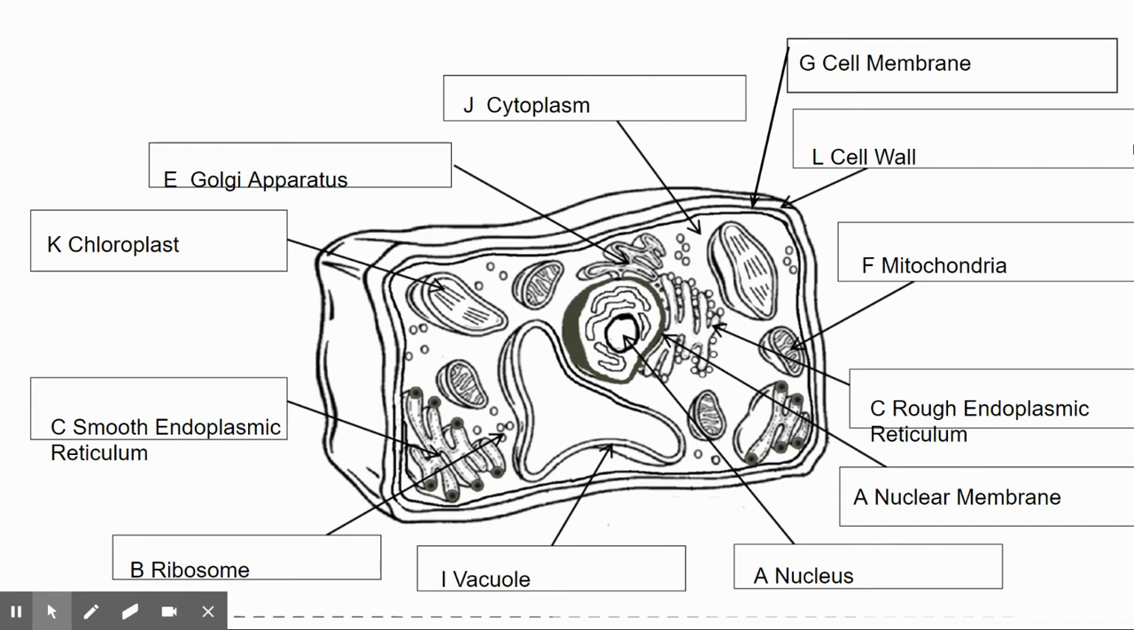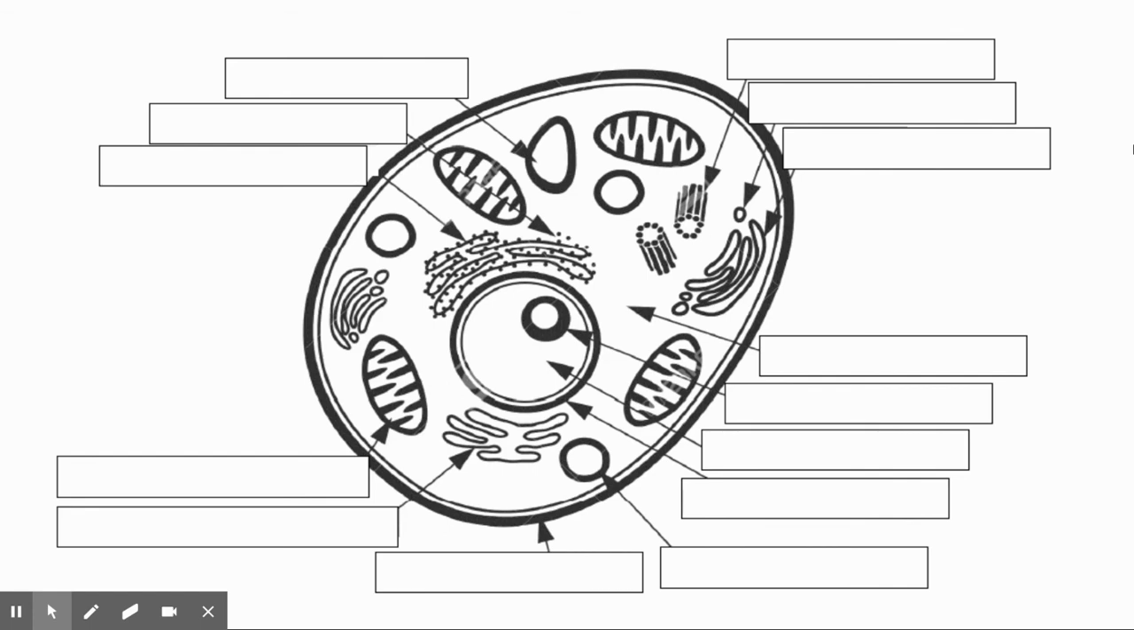I'm going to now move on to the animal cell. So the animal cell is also in your notes. Please label it as animal cell. And let's start here. So A, there's a lot here. This one actually has the nucleus, the nucleolus, and the nuclear membrane all labeled.